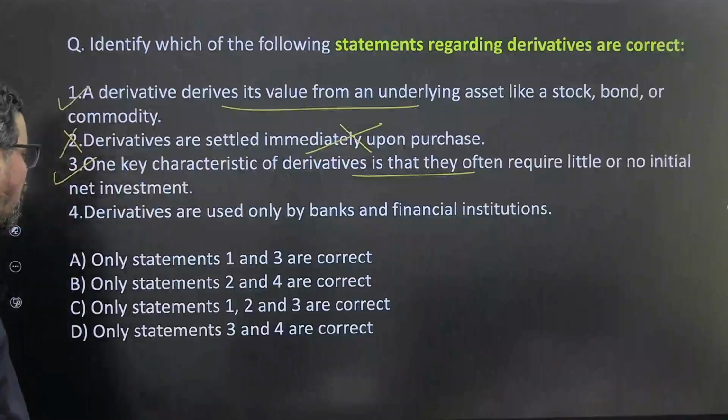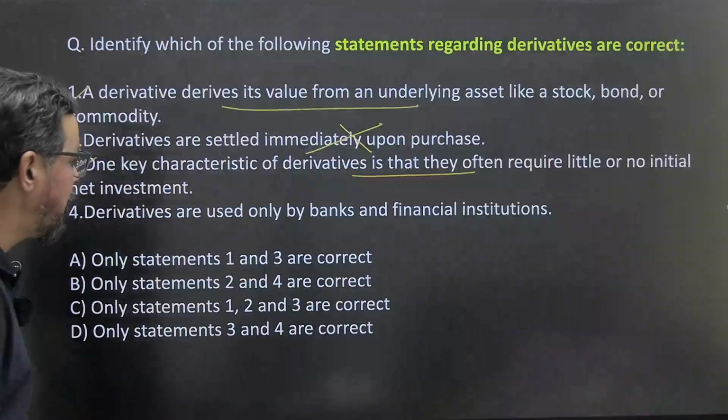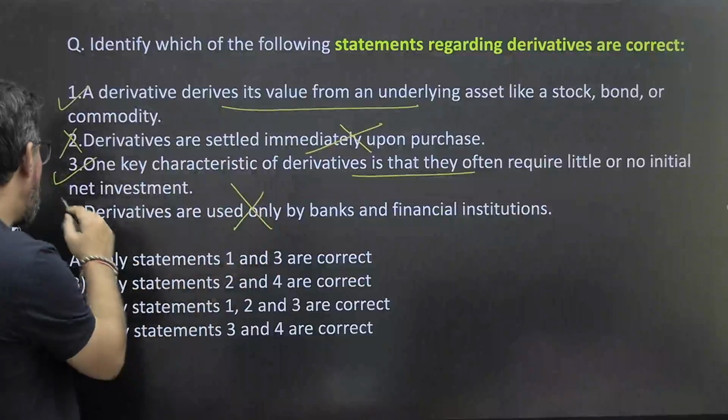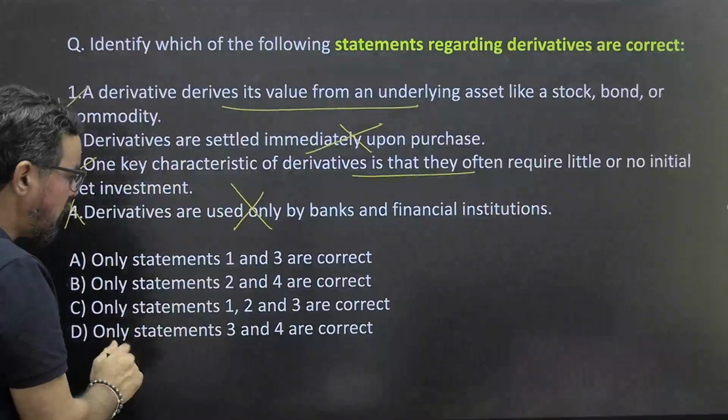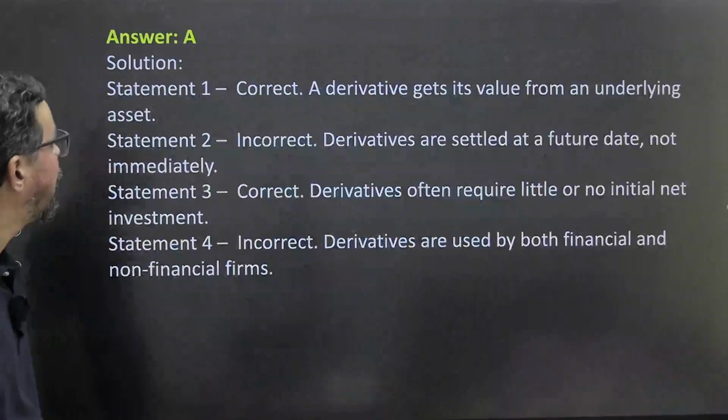Derivatives are used only by banks. No, they can have multiple users. So 1 and 3, option A only will be the right answer for this one.